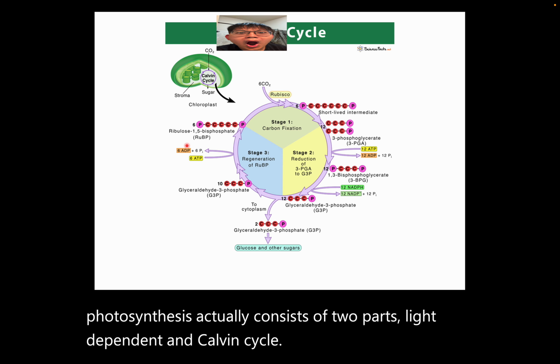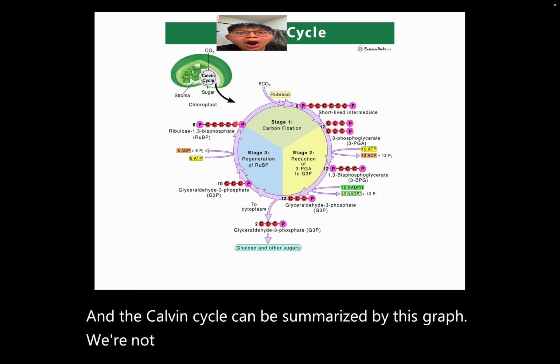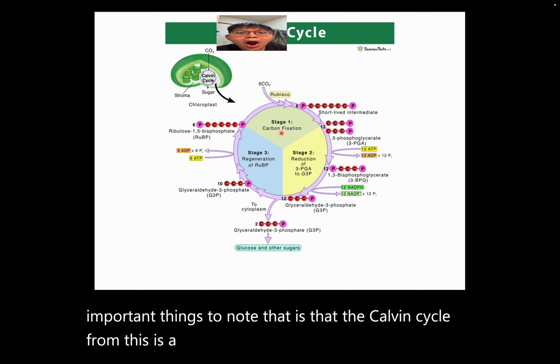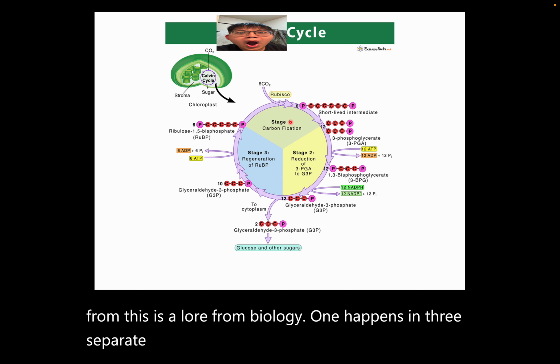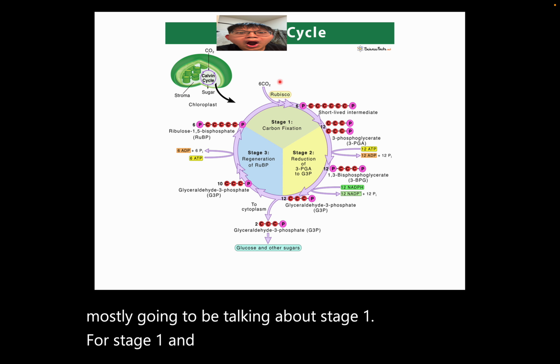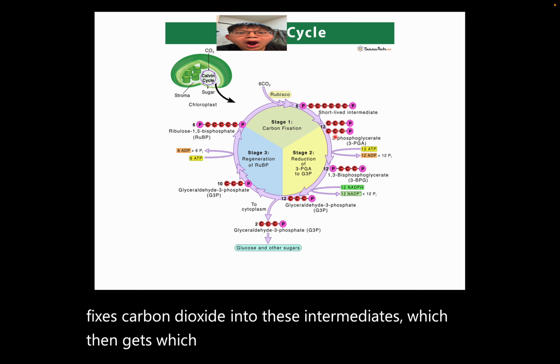And the Calvin cycle can be summarized by this graph. We're not going to go over it too much, but the most important thing to note is that the Calvin cycle, from Biology 1 lore, happens in 3 separate stages. But we'll mostly be talking about stage 1 and Rubisco. Rubisco is the enzyme that fixes carbon dioxide into these intermediates, which then get fixed to 3-PGA.